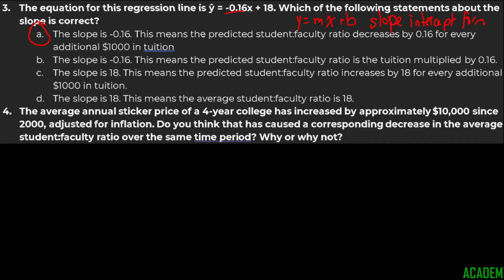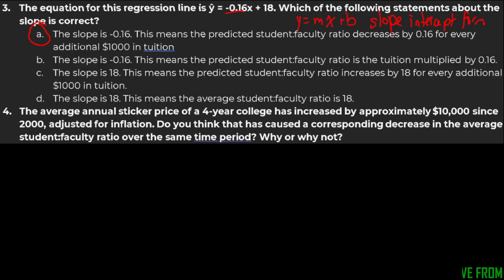Then for number 4, it says the average annual sticker price for a 4-year college has increased by approximately $10,000 since 2000, adjusted for inflation. Do you think that has caused a corresponding decrease in the average student to faculty ratio over the same period of time? Why or why not?